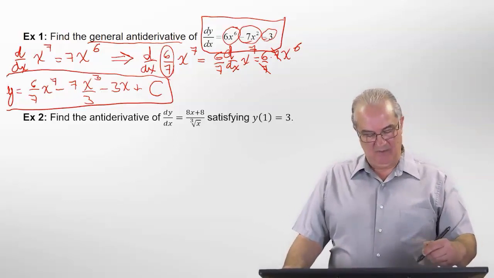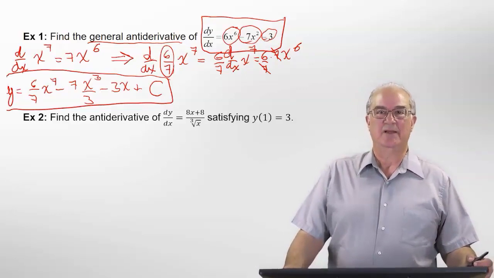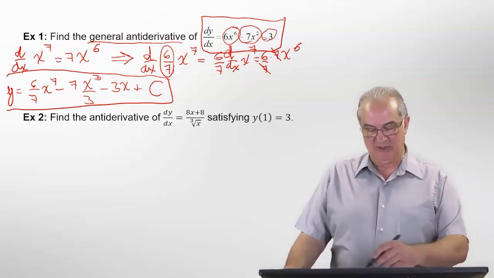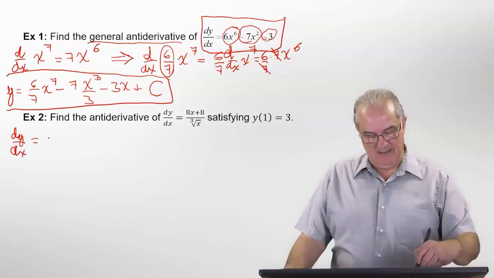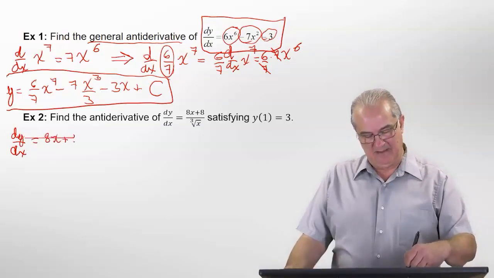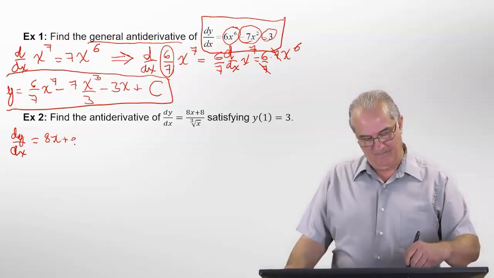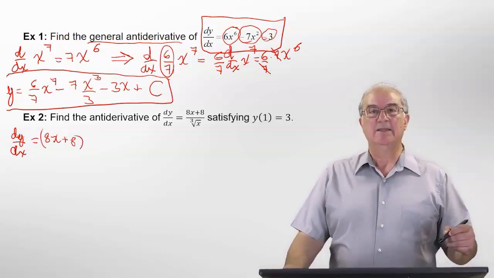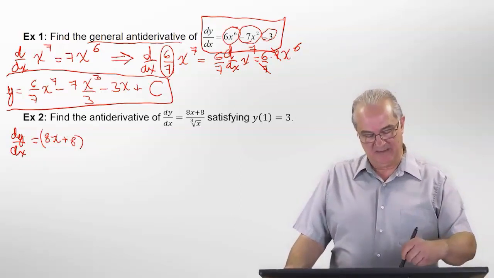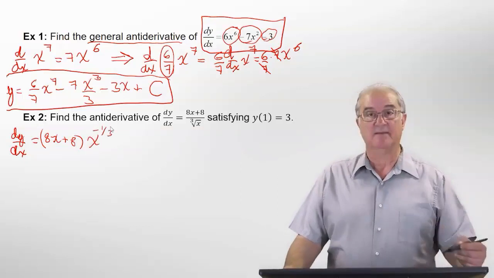So, what can we do? Well, first of all, if we are going to be able to use formulas from our memory bank, we need to do some algebraic simplification of the given expression dy by dx equal 8x plus 8 in the whole expression. Instead of thinking that we are dividing by x to the power 1/3, or the cubic root of x, we can think of that as multiplying by x to the power minus 1/3.